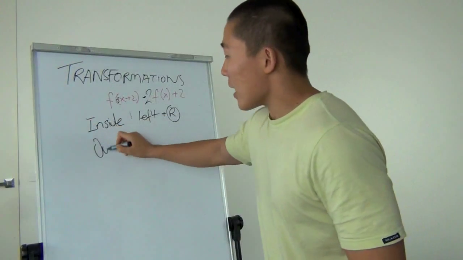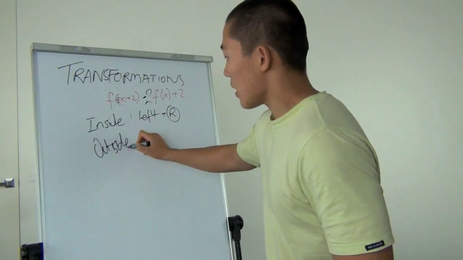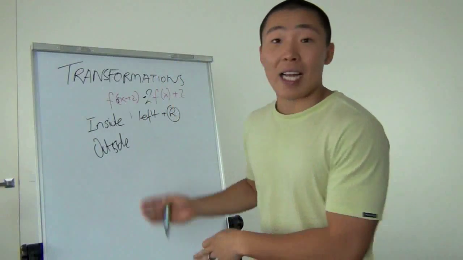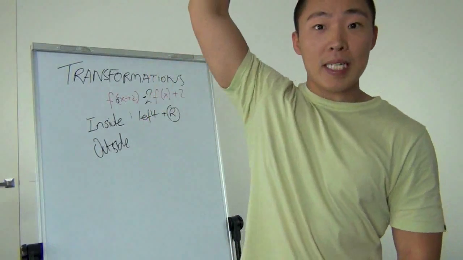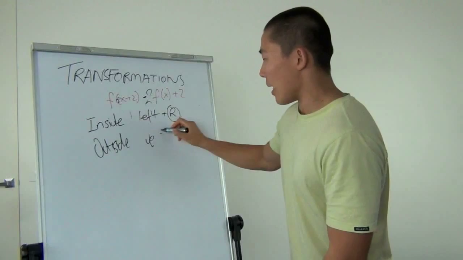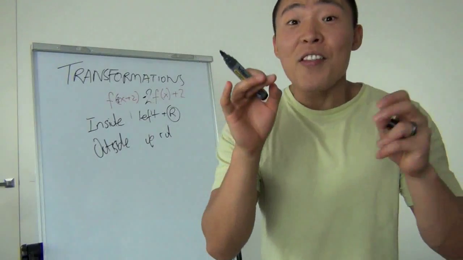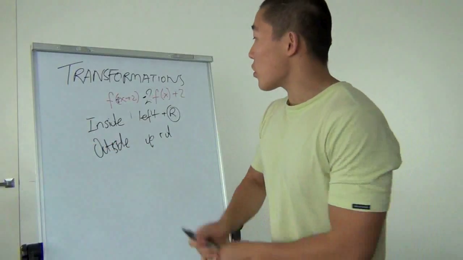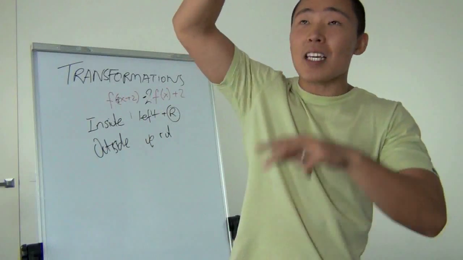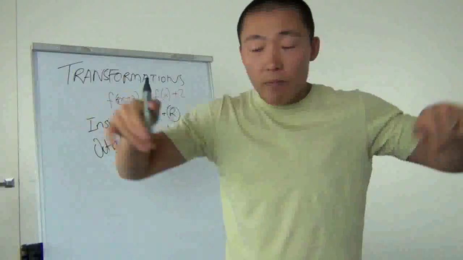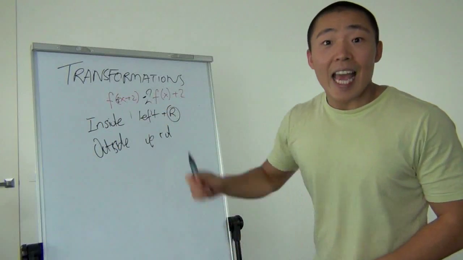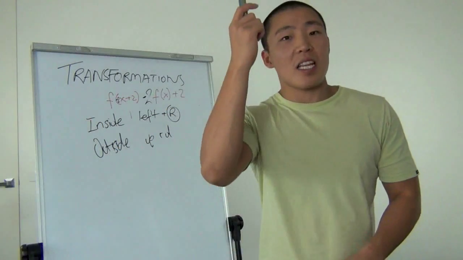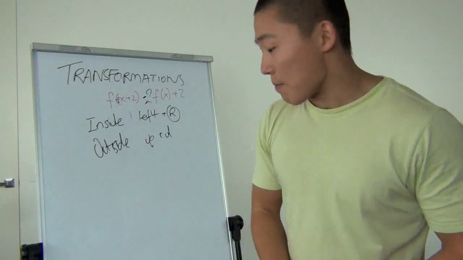Whereas outside, it's up and down. I usually say outside, towards the sky. It goes up and down. This is important because you want to know which way to move the graph. And if it's all inside, guess what? It's not going to move up or down, it's all this way. So this is the key. Inside, left and right; outside, towards the sky. Keep that in mind.